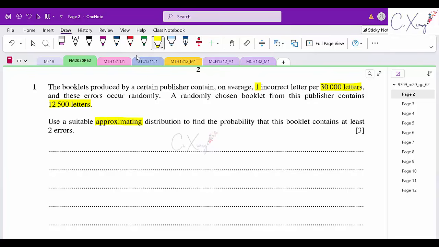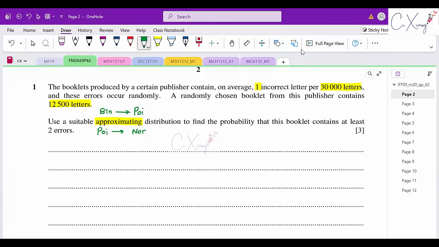First of all, for our syllabus, how many types of approximating distribution do we have in the A2 syllabus? There are basically 2 types. The first one is changing binomial to Poisson. Another type is changing Poisson to a normal distribution. Then which one should we apply in this particular question?